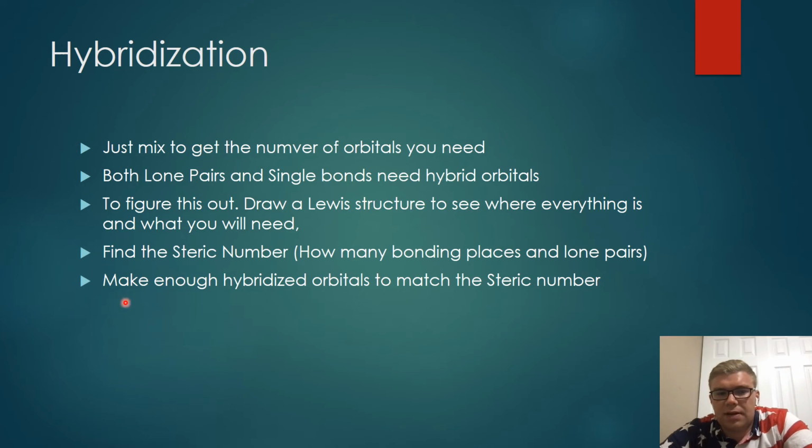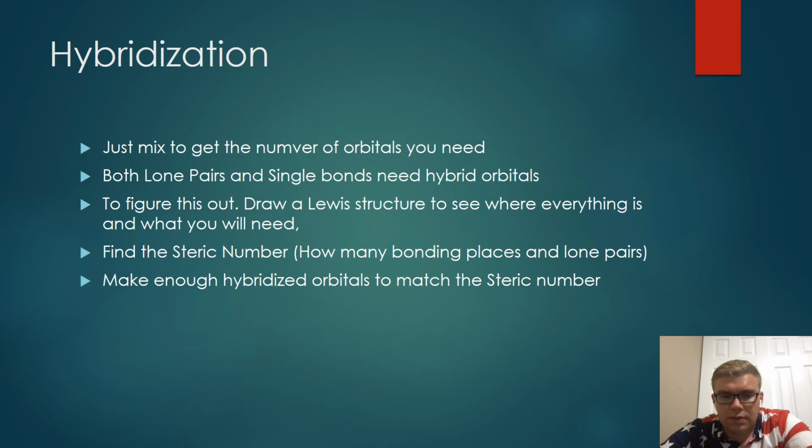To figure this out, draw a Lewis structure to see where everything is and what you will need. You're going to need to find the steric number, which is the bonding places and the lone pairs, how many there are, and make enough hybridized orbitals to match the steric number, which is what we just talked about.